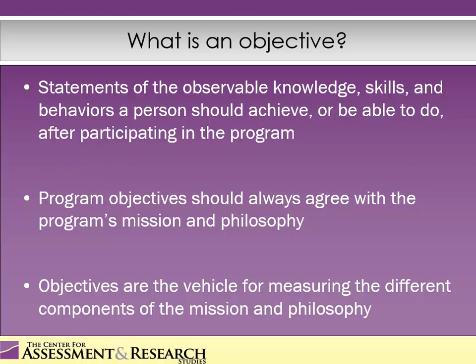So what is an objective? A program objective is a statement of the observable knowledge, skills, and behaviors a person should achieve or be able to do after participating in the program. What we're talking about are student learning and development objectives, not teaching objectives. They don't refer to what a program facilitator must achieve or teach. Rather, they present what a student should achieve as a function of going through the program. Program objectives should always align with the program's mission and can be used to assess different components of the mission.